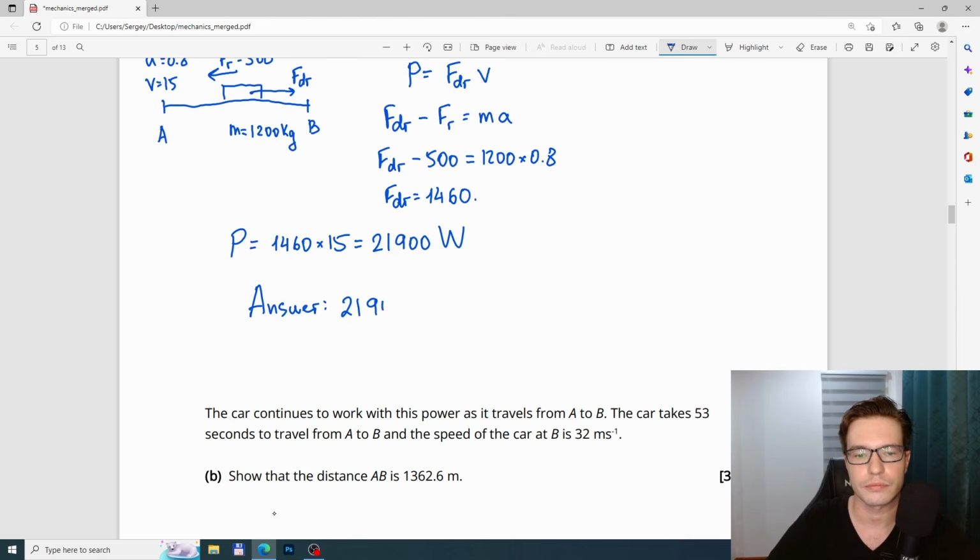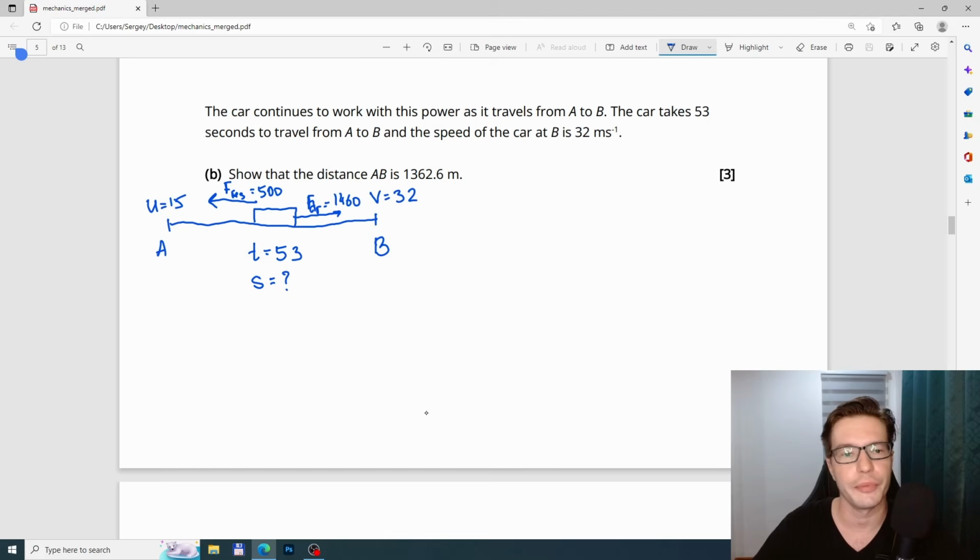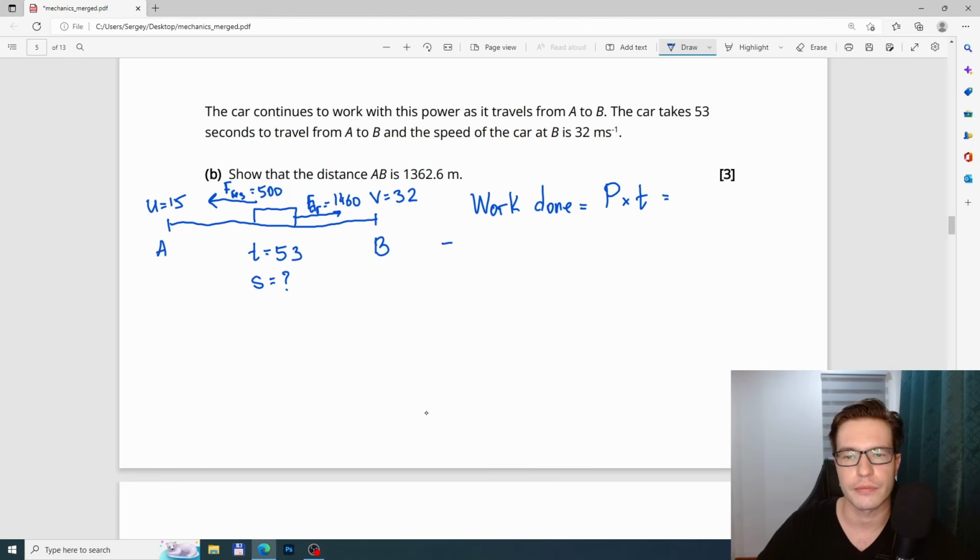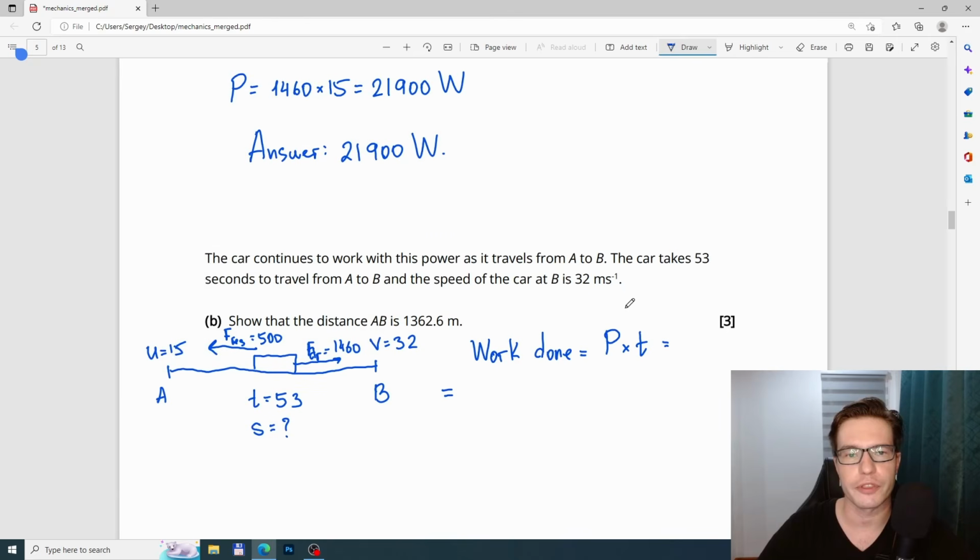Okay, question B. The engine keeps working at the same power, and the car travels for 53 seconds. Now we have to find the distance between the 2 points A and B. For that I can use the work and energy principle again. There's the driving force, which is doing some work, and we can calculate the work done by that force by multiplying power by the time.